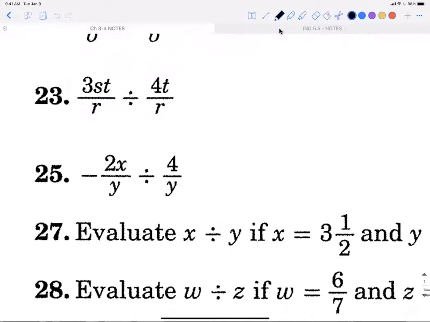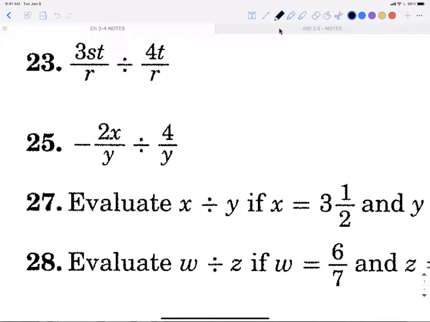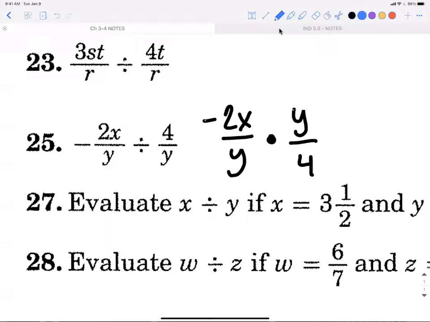Let's do just number 25, last one. You don't even have to put it in your notes if you just maybe want to watch one through, okay? So we've got negative 2x over y. That's our first term. We're going to change it to a multiplication, which we're going to put the y on top and the 4 on bottom. Reduce the 2 and the 4 to negative 1 and 2. Reduce the y and the y to 1 and 1.